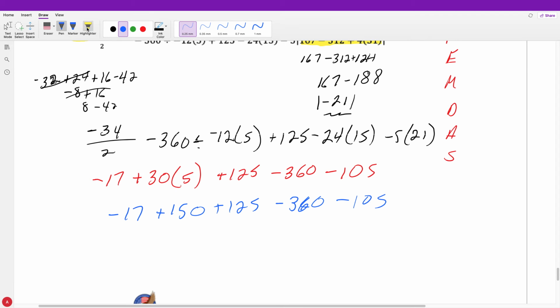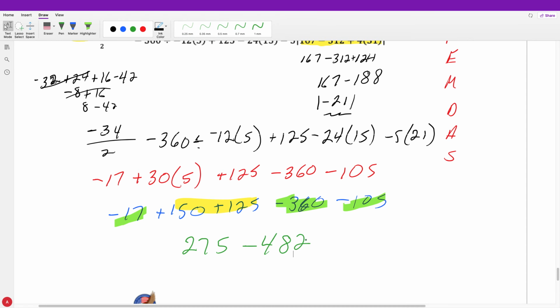Now I'm going to go ahead and add up all of my positive numbers together. So 150 plus 125 is going to give me 275. So I know I'm going to have 275, because I just added these together. And then I'm going to go ahead and add up all of my negatives. So I'll have 17 plus 360 plus 105, which is going to give me 482. But since they're all negative, it's minus 482.